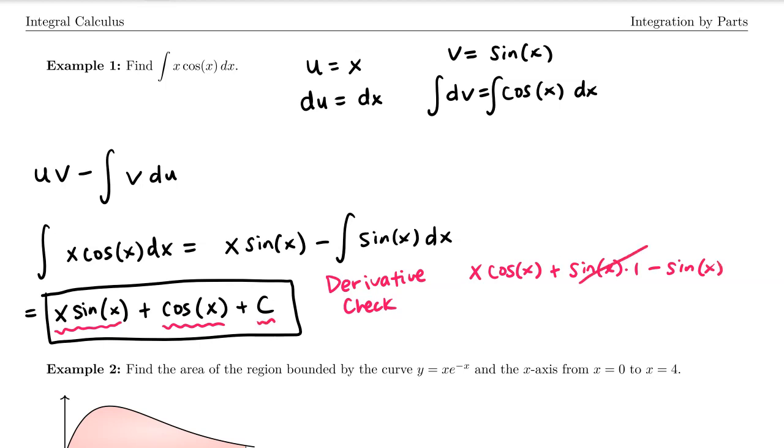So what happens is these will subtract off to become 0. And then we're just left with x times cosine of x, which is the function that we were originally trying to integrate. So I'm just going to put a check mark to indicate that we did this correctly.